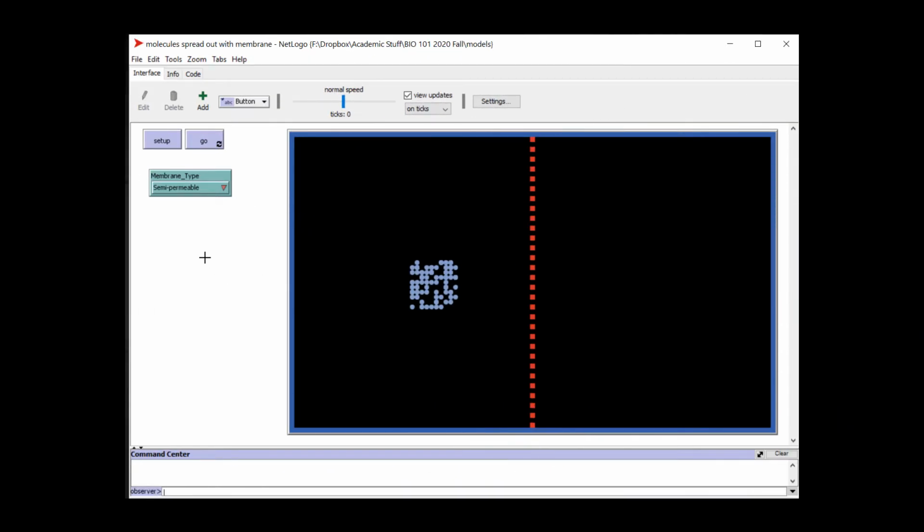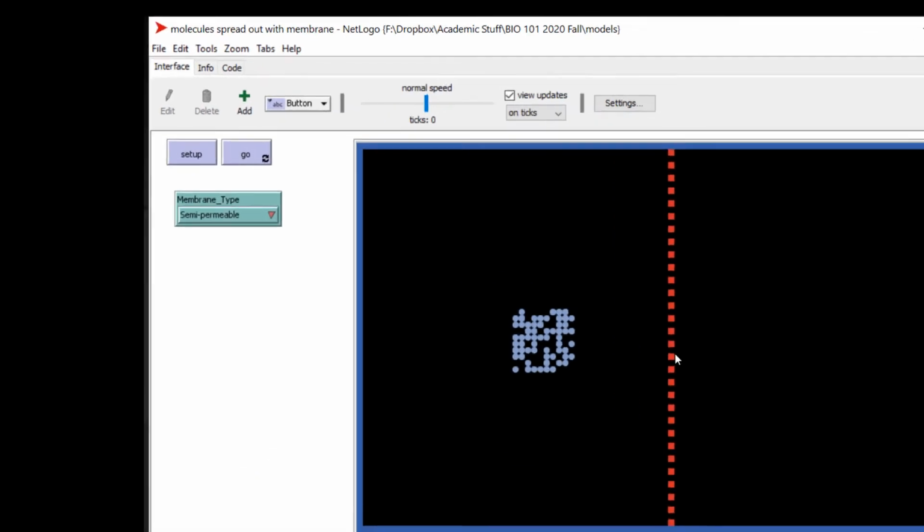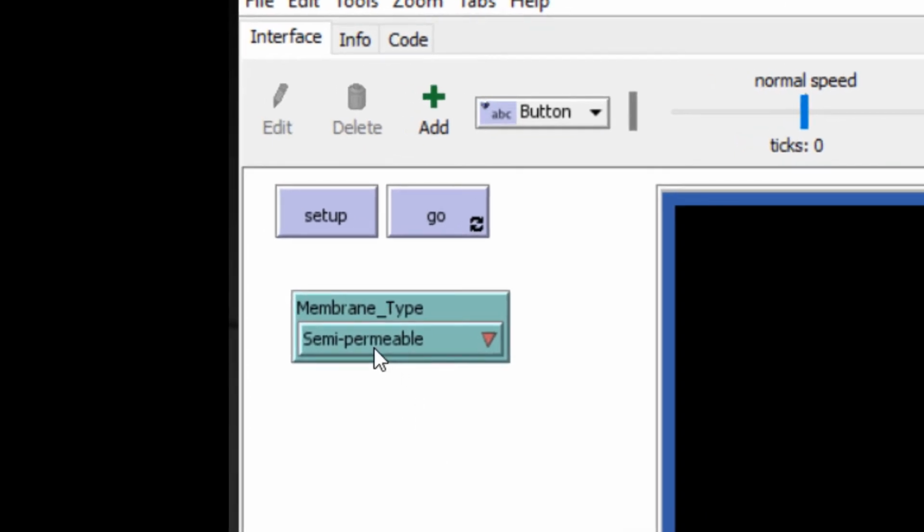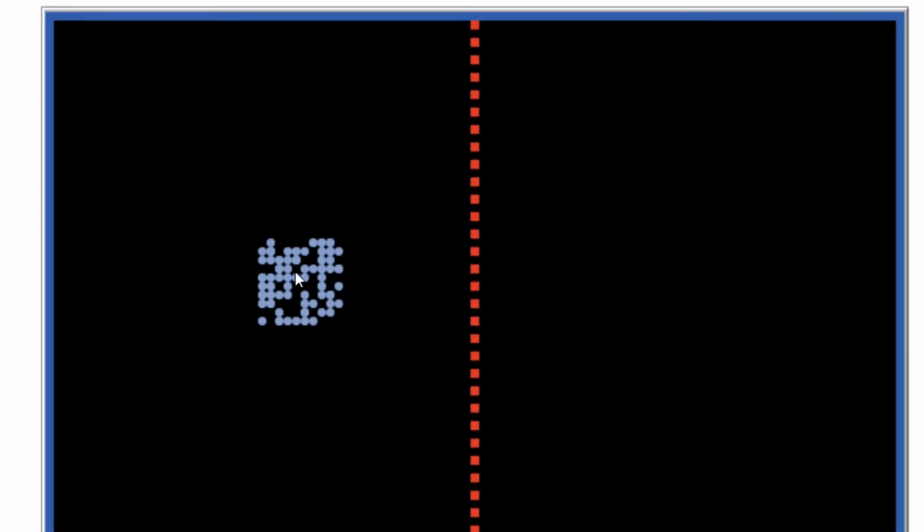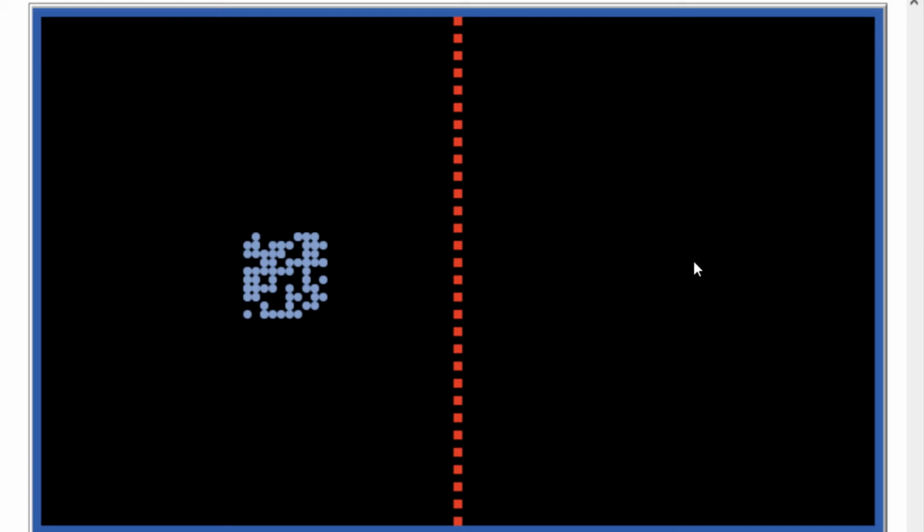Okay, in this last example, we've got the same setup as last. We've got the molecules concentrated on the left side of the membrane. This time, however, it's a semi-permeable membrane, so these molecules can cross this membrane. And so we have a high concentration on the left side and a low concentration on the right side. So we have a concentration gradient from high to low as you go from left to right. So now, again, the molecules are just going to move at random. And let's see what happens.